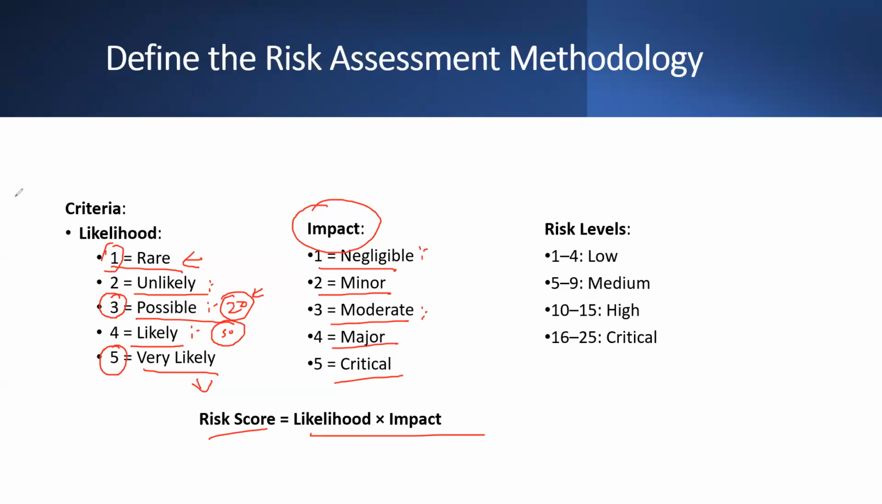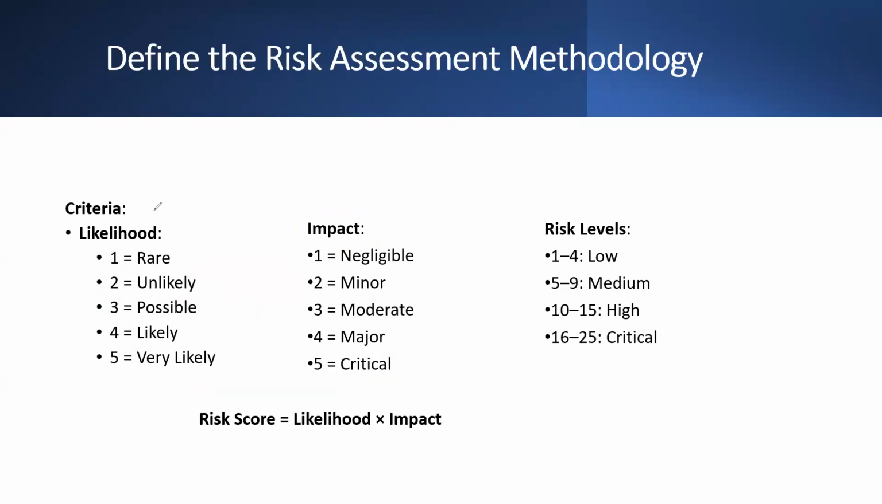Now let me give you one very quick example. Let's say the risk is likely. For likely, the score is 4. And the impact is major. What is the score for an impact? Major is 4. Now what risk value will we get? 4 into 4, that will be 16. So this is my risk level. Where is it coming? High.